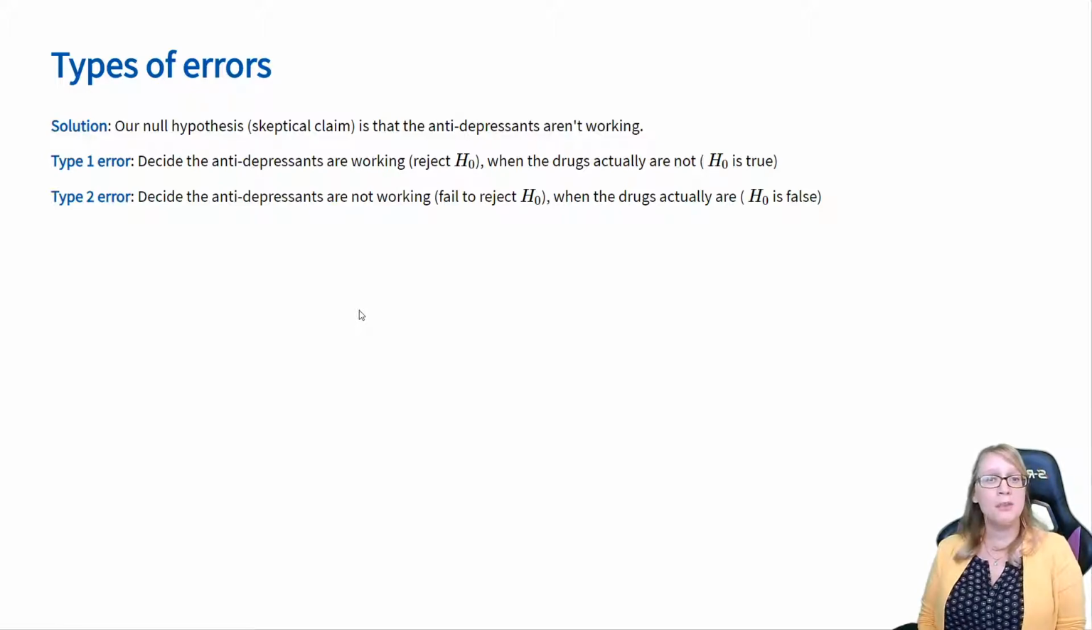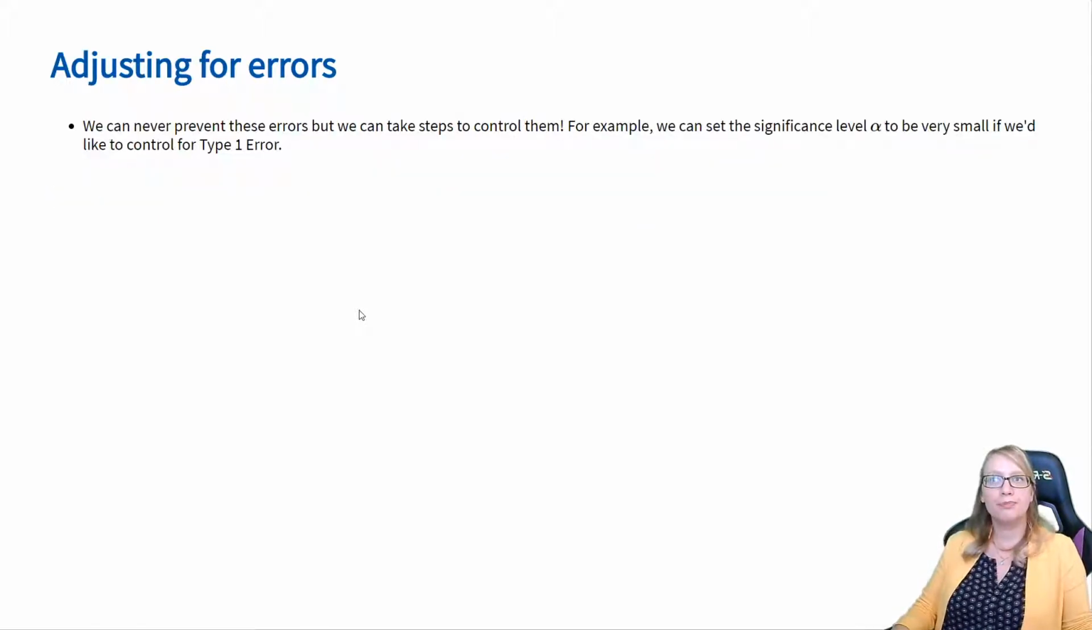I would make the argument that a type 2 error is worse here. If the patient decides that the antidepressants are not working, they'll probably stop taking them, which means that their fibromyalgia symptoms would begin to come back. The type 1 error we could think of as kind of the placebo effect. Our patient decides that the antidepressants are working. Medically speaking, they're not, but if the patient feels an improvement, then we've gotten somewhere.